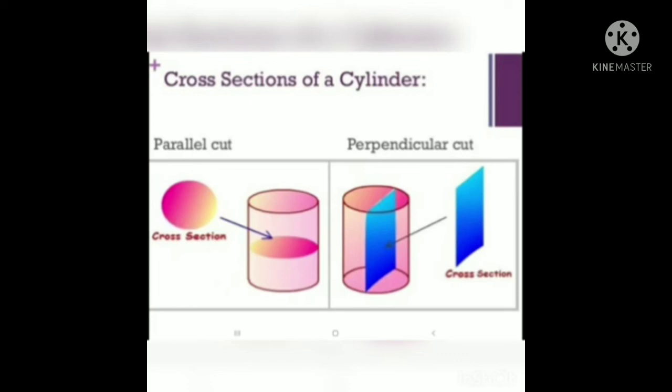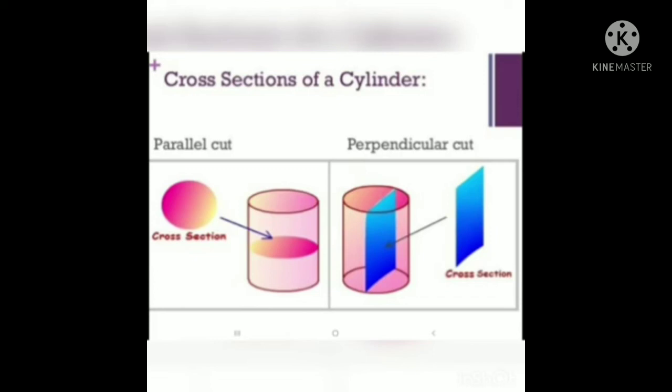Similarly, we are considering the case of solid shapes. Consider the case of a cylinder. If the cylinder we are cutting in this way, one piece will be having the shape of a circle. Whereas if we are cutting in this way, a perpendicular cut, then we will get one side as what? Cuboid. That is the difference. That means horizontal cut and vertical cut. Vertically cutting and horizontally slicing, we are getting 2 different shapes.